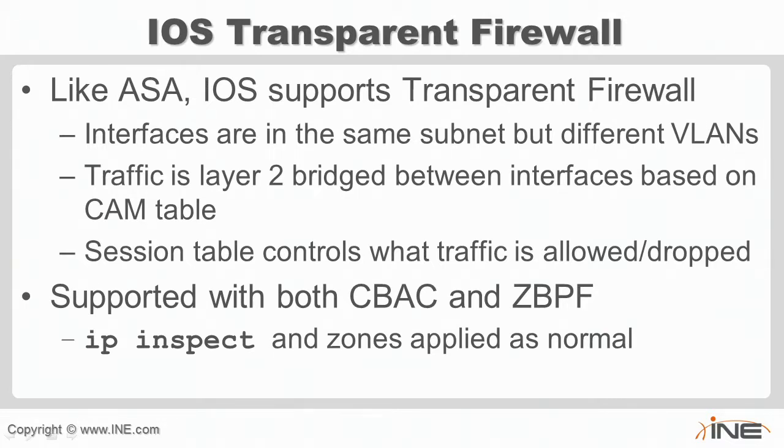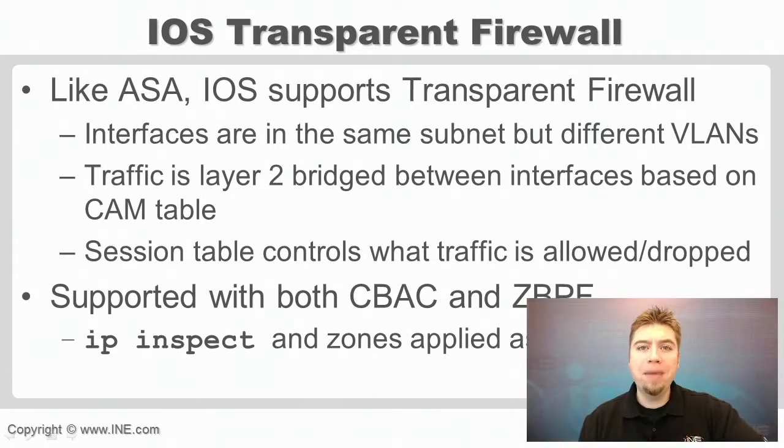Now, there's a question here: why would we want to do this in the first place? The main reason is that if we already have a current routing domain set up and we want to introduce firewalling, anytime we do a routed firewall like the ASA in its default mode, or the router running CBAC or zone-based policy firewall, it means that's another layer 3 hop that we need to deal with in the overall design.